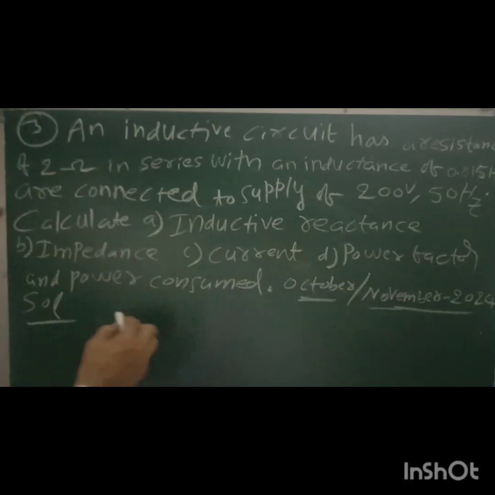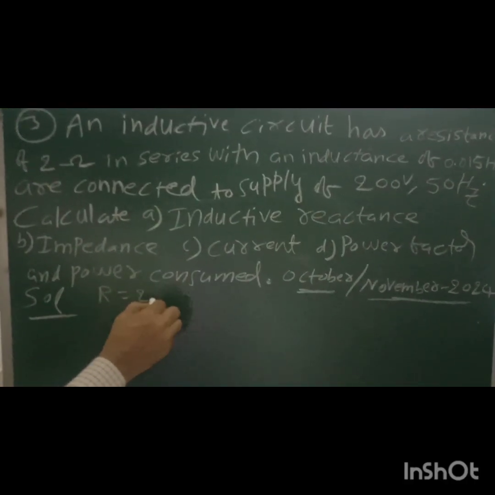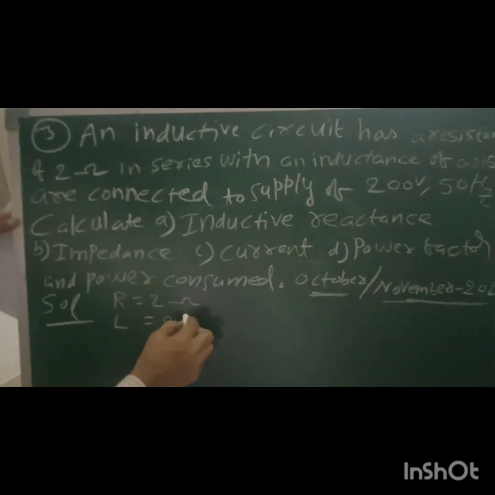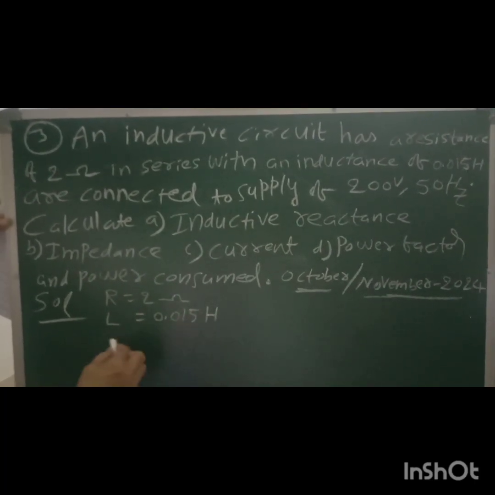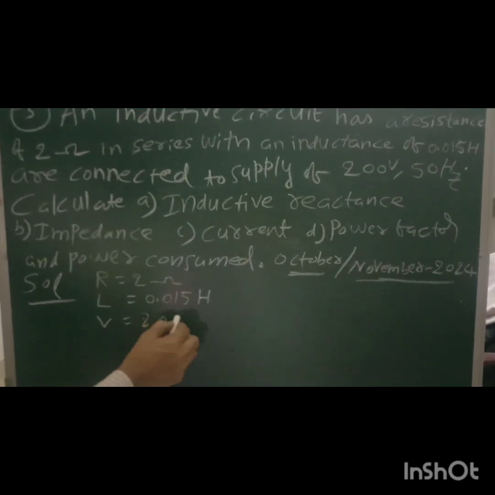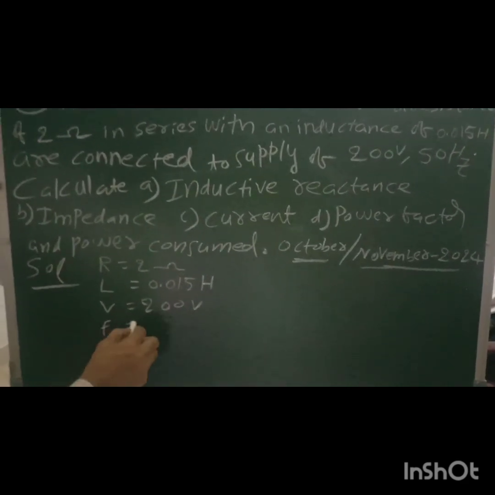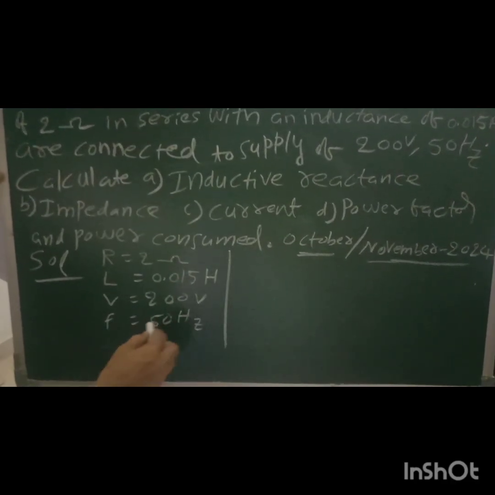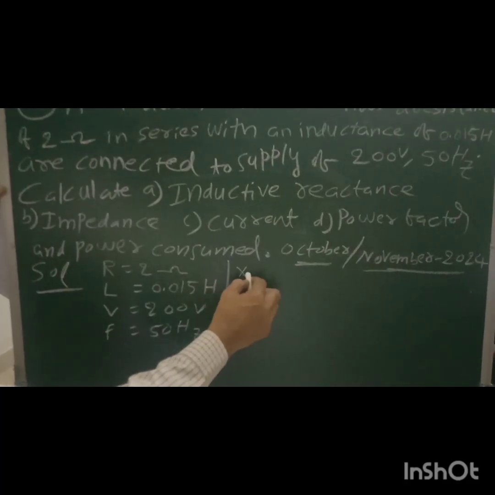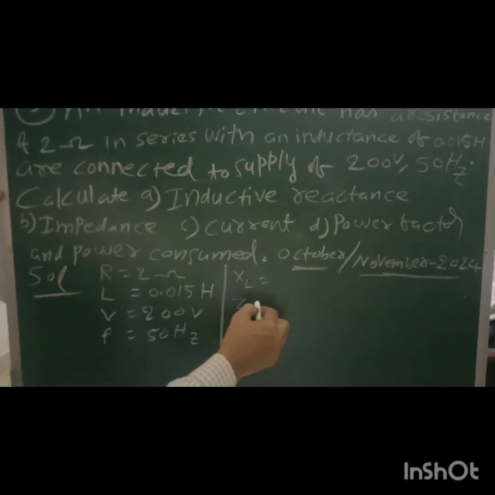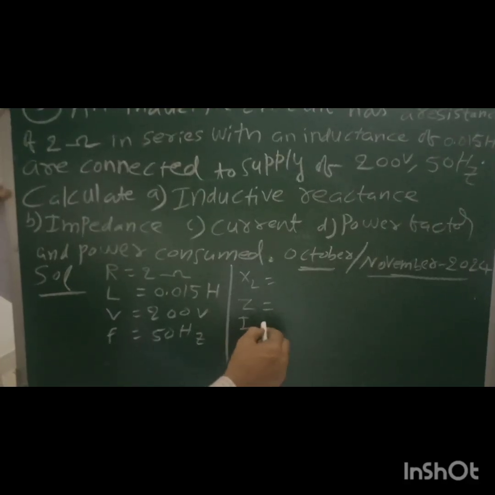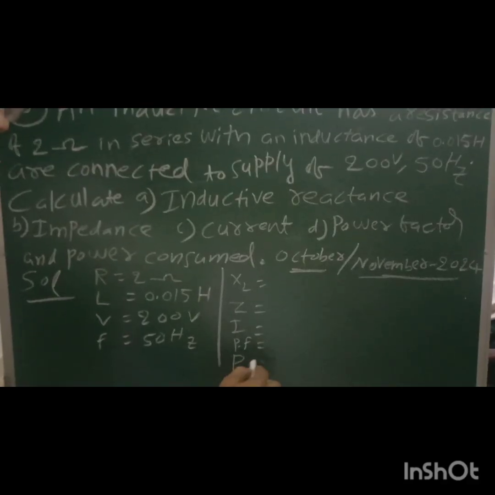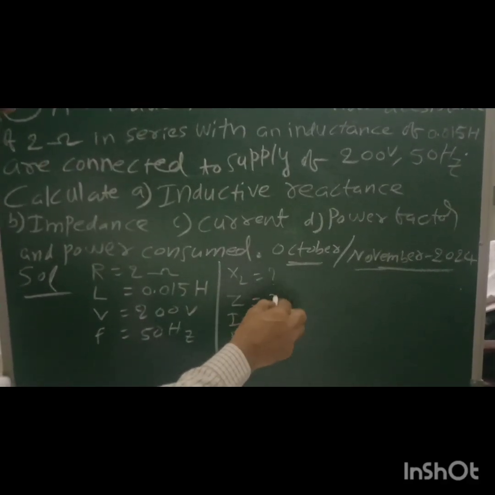So what is given here? Resistance R is equal to 2 ohm. Inductance is represented by L, which is equal to 0.015 Henry. Applied voltage V is equal to 200 volt. Frequency f is equal to 50 hertz. What are the unknowns here? Inductive reactance XL, impedance represented by Z, current I, power factor, and last is the power consumed in the circuit. These are the unknowns.